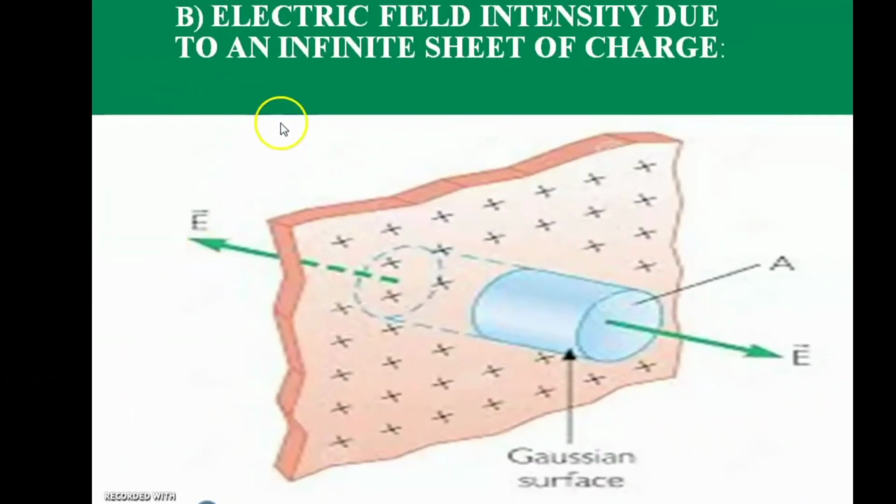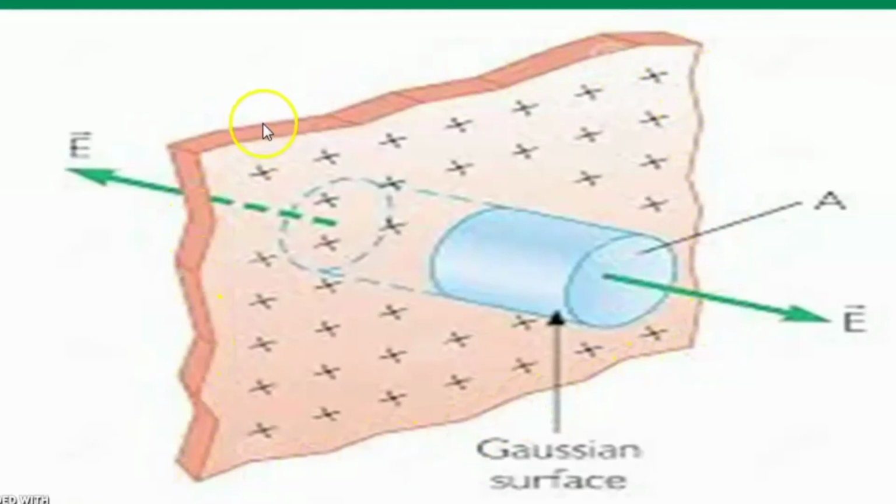Now, let's see another application of the Gauss law, which is the electric field intensity due to an infinite sheet of charge. We have an infinite sheet of charge, in which we have selected a hollow cylindrical Gaussian surface. This is a hollow cylindrical Gaussian surface which has two ends. This is circular end 1 and this is circular end 2. The electric field lines are emitted from this circular end and from this circular end. And A is the area of this circular end.